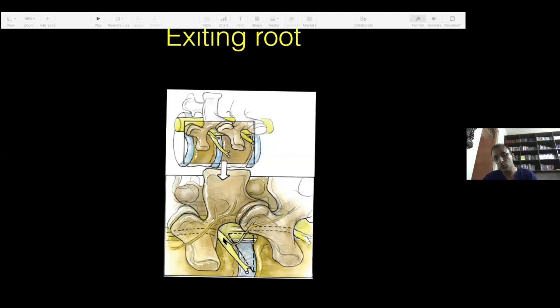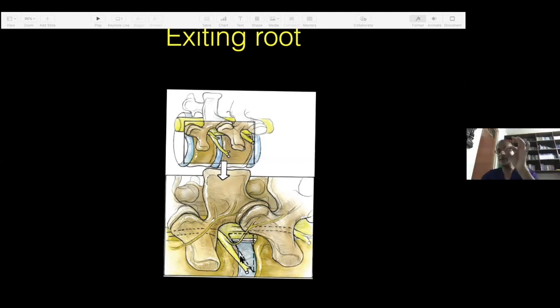So the root, this is the exiting root. Please understand the anatomy. So this is the exiting root. For an L45 disc, L4 is the exiting root and L5 is the traversing root. You see the root here going down and then it will be coming out from here. So the root is coming out of the foramen from the upper part, moving down, but moving anterior.